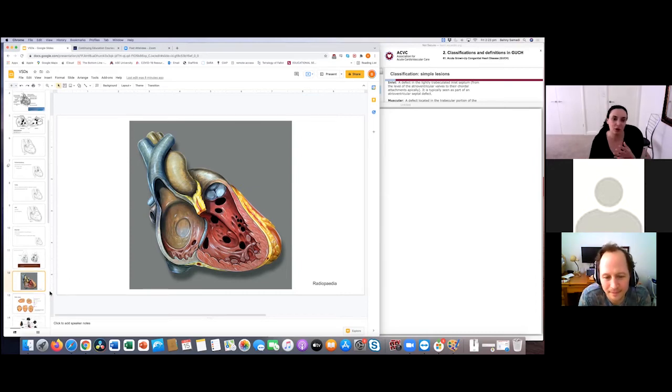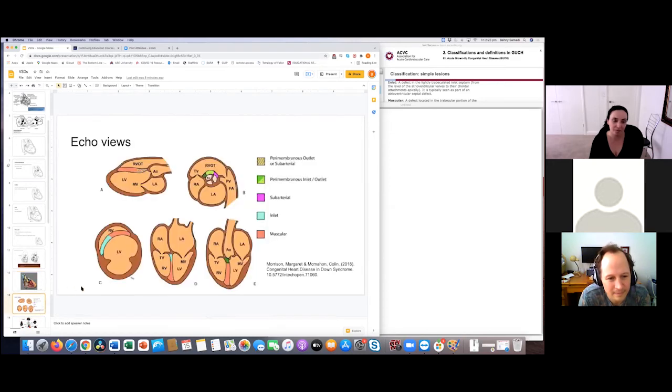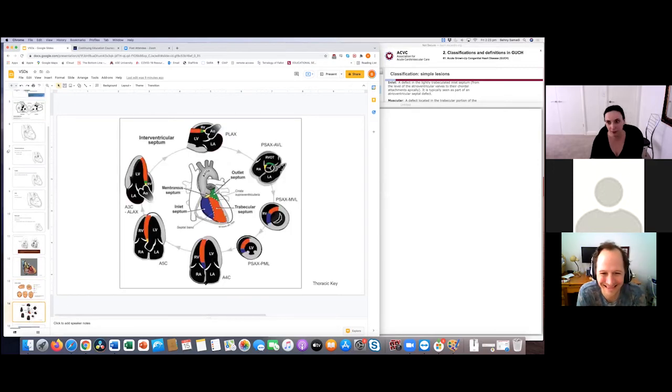So when you're looking at an echo, this is the picture that's commonly thrown up. I find it really hard to follow, to be honest. So I found a better one. I like this one. Again, it's got this super simple terminology: outlet, trabecular, inlet, membranous. None of this infundibular, blah, blah, blah. It's just named according to common sense.